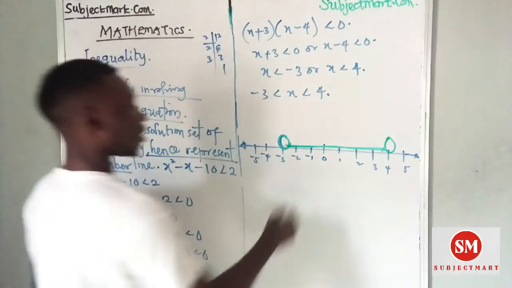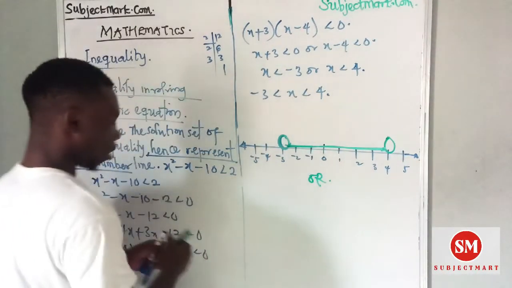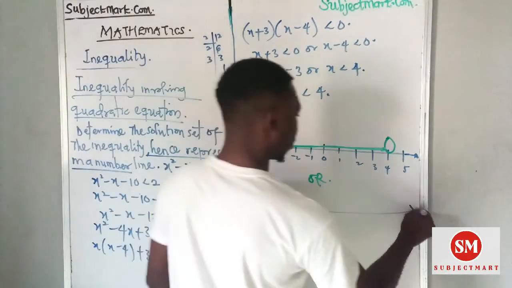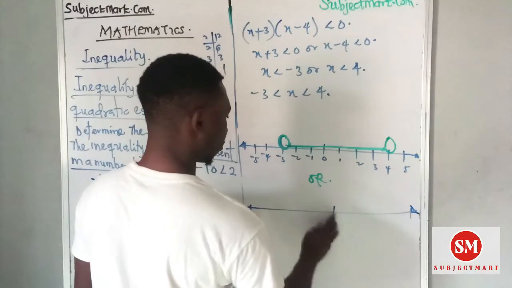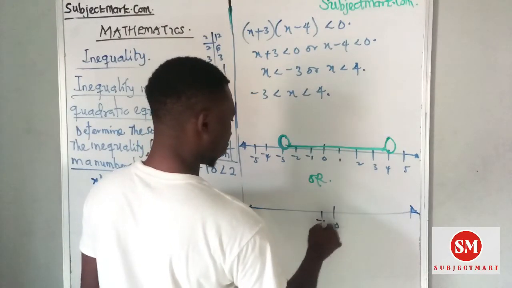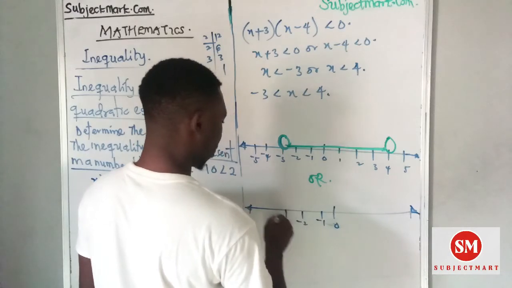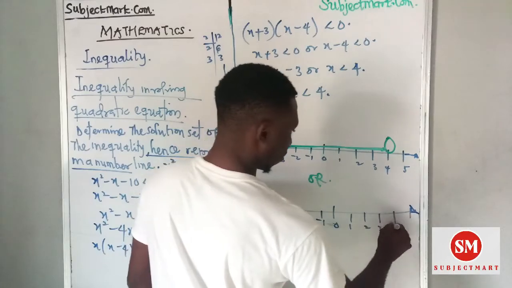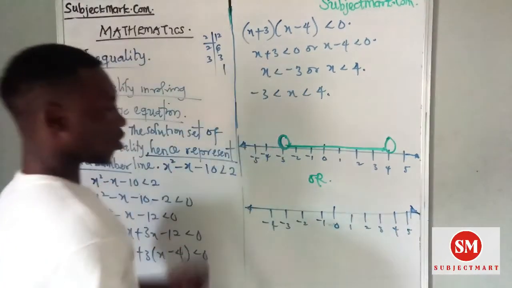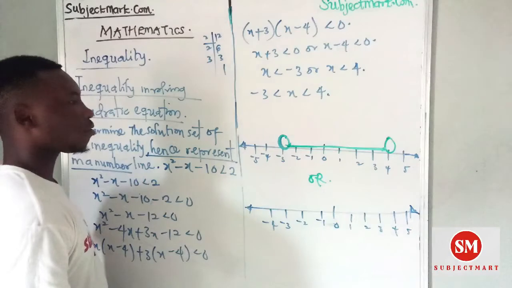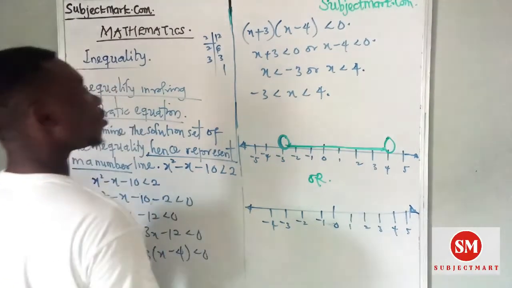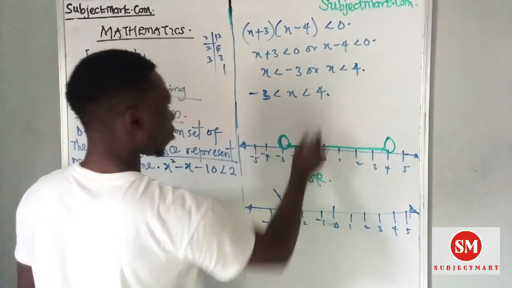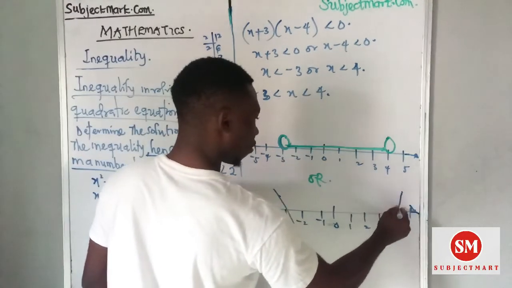If you don't represent a number line like this, you can represent a number line in another format. We have our number line system here. We call this point here 0. Call here minus 1, minus 2, minus 3, minus 4. We have here 1, 2, 3, 4, 5. Please bear with us, this is not a standard graph. So since we have a number line here, we now have minus 3 here to 4. This is 4 here.